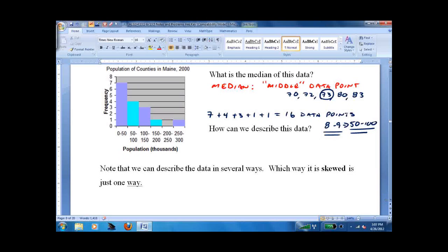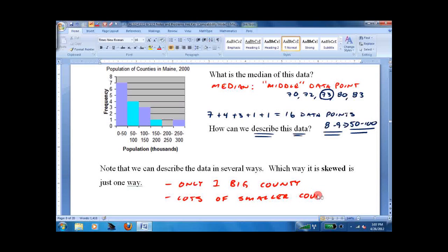Looking at the data now that we've put it in a chart, we can describe it. How would we describe this data? Well, you could talk about the data a lot. You would say only one big county, lots of small counties, smaller counties.